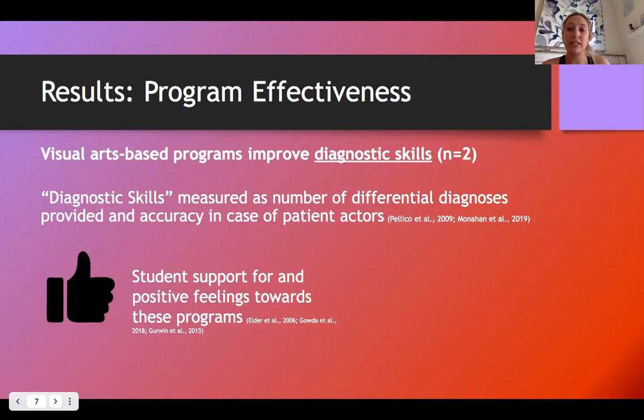Also important to note is that there is an overwhelming amount of positive student support for these types of programs. This is important to know because if medical schools are considering implementing similar programs, they want to know that students will actually take advantage of them.